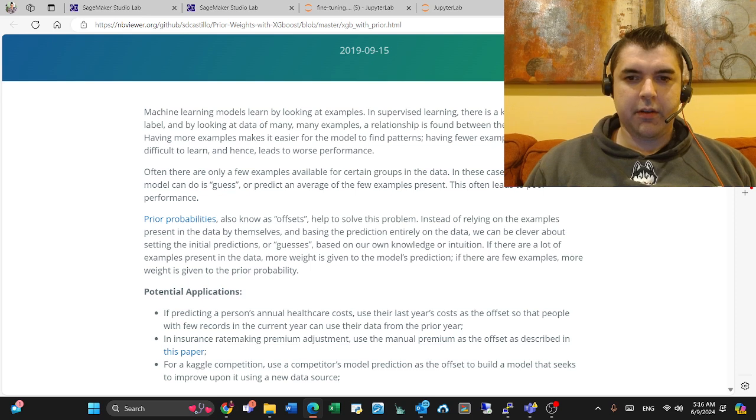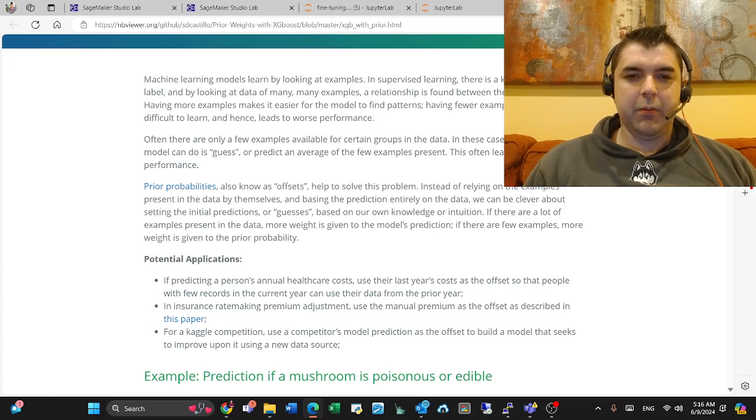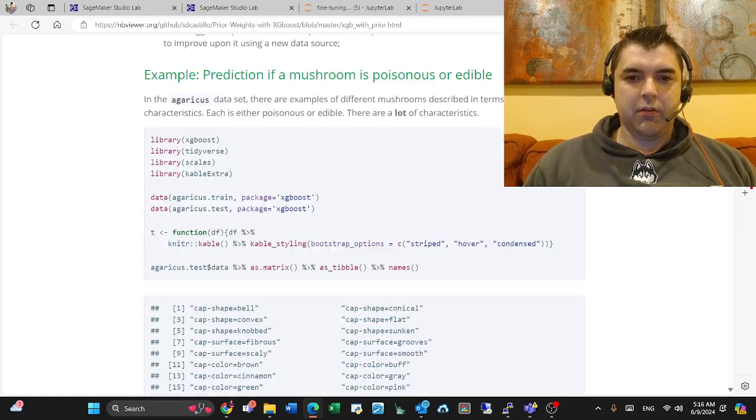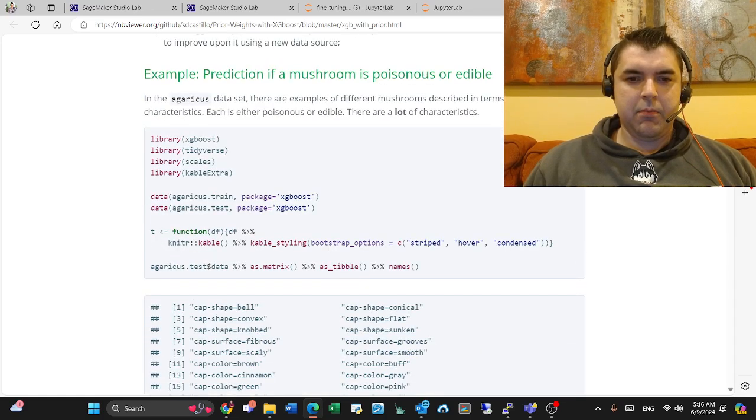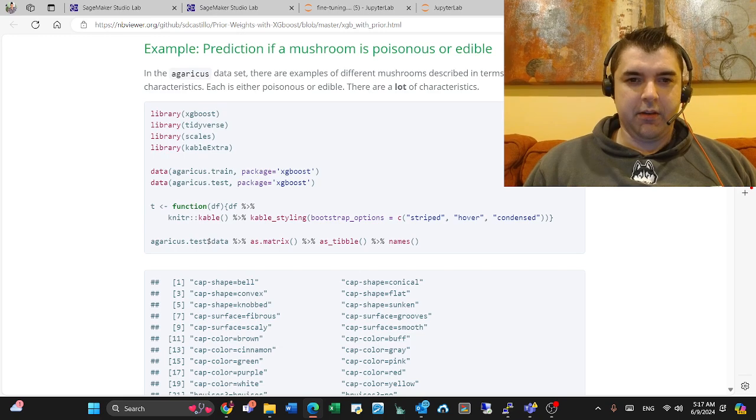Machine learning works by looking at examples, and in supervised learning the target is known as an outcome or a label. Many examples are made, and a relationship is found between the data and the target. Having more examples makes it easier for the model to find patterns. Having fewer examples makes it difficult to learn. So this was on the mushroom data set, and it just used XGBoost.